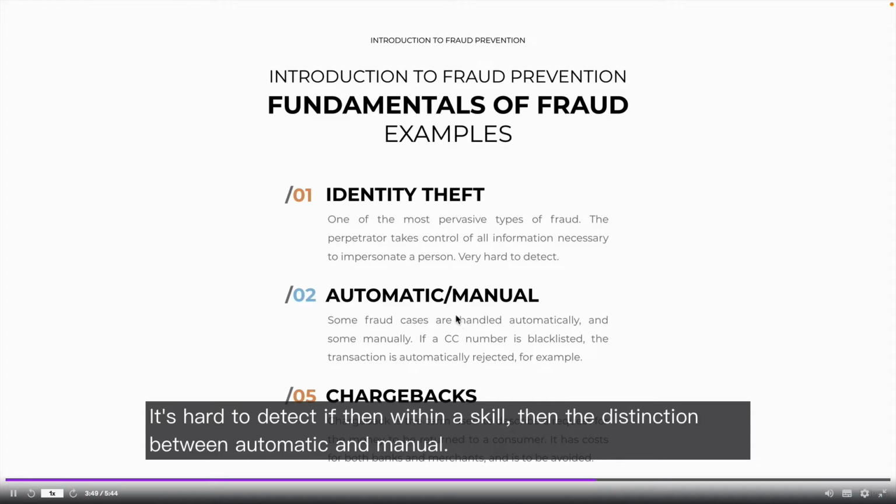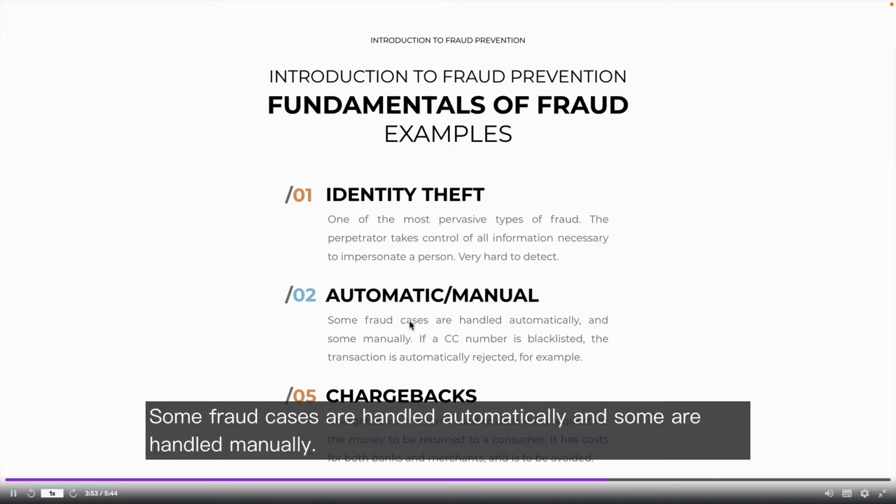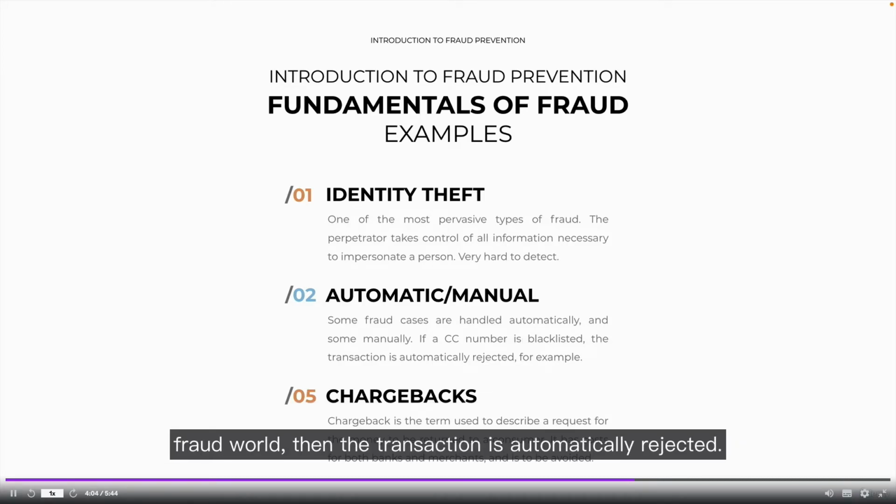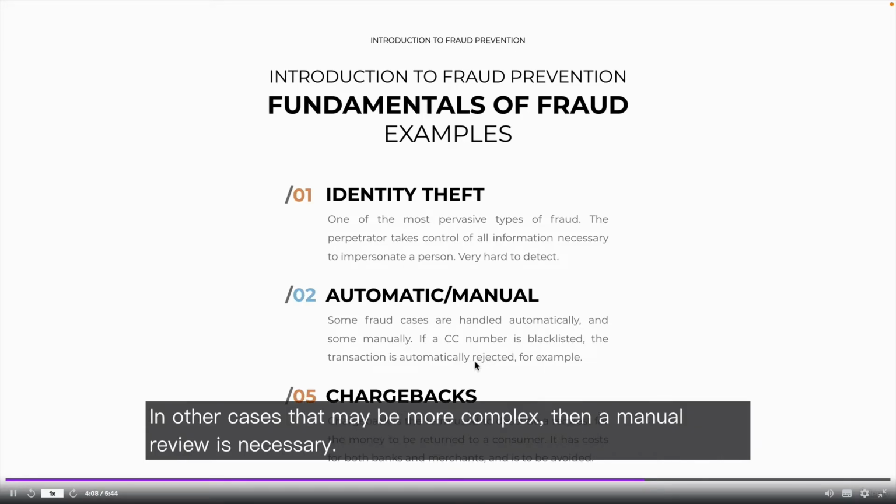Then, the distinction between automatic and manual. Some fraud cases are handled automatically and some are handled manually. For example, if your credit card number is blacklisted or hotlisted, which is a synonym in the fraud world, then the transaction is automatically rejected. In other cases that may be more complex, a manual review is necessary.